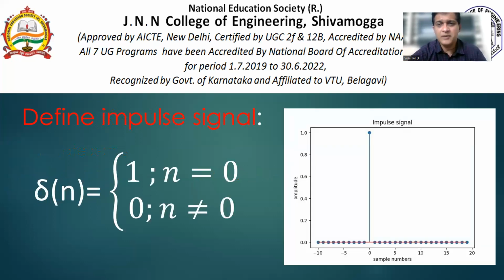Fine. Now, before we actually go into Python programming, I would just like to give you a brief introduction regarding the impulse signal. What is an impulse signal? See, in discrete time, I'm telling you. In continuous time, you know, at n equal to 0, it is something that cannot be determined.